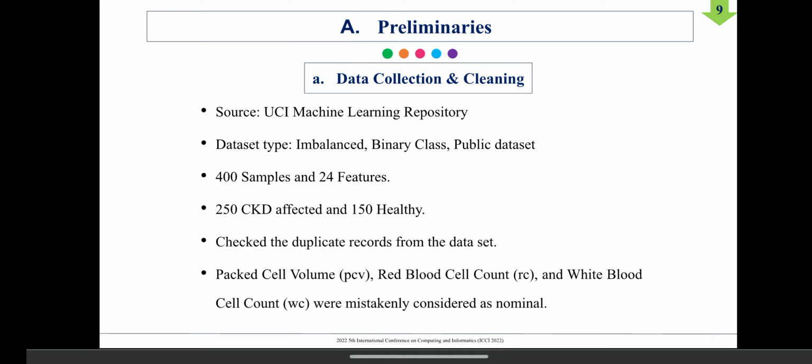The features packed cell volume, red blood cell count, and white blood cell count were mistakenly considered as nominal because of typing errors. We have converted those features into numerical data types. Similarly, a few other features also have some typos which have been fixed by the Python map method.